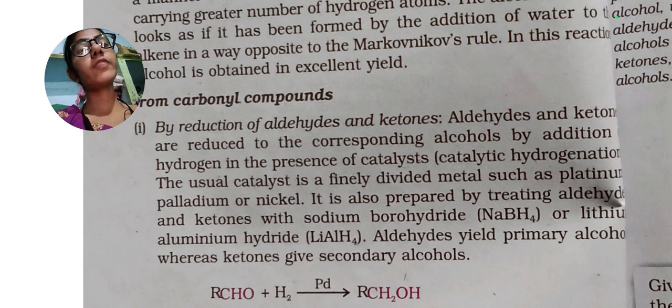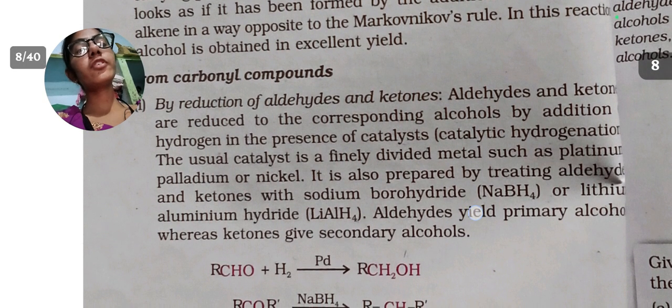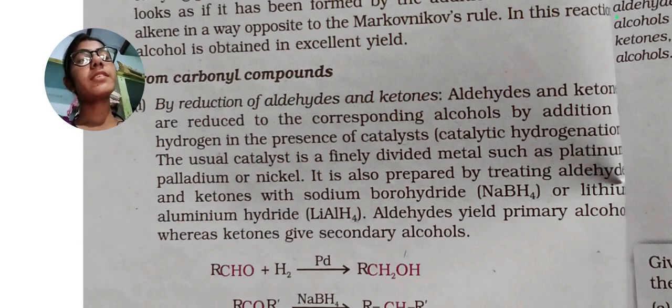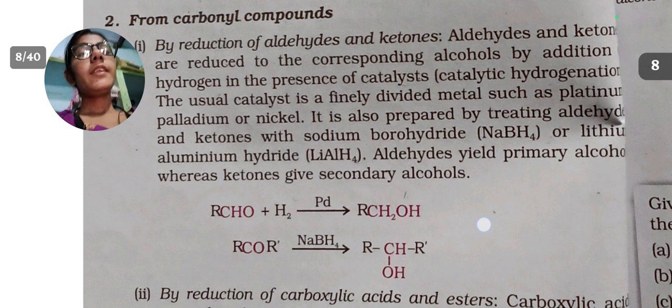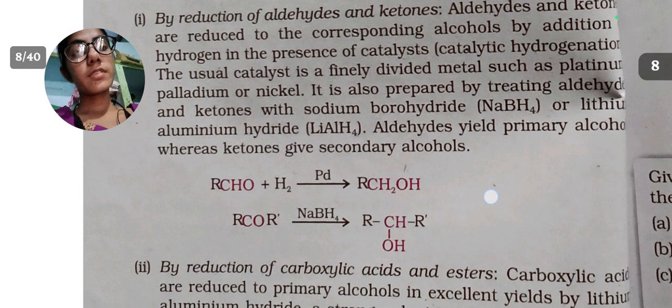Aldehydes and ketones are reduced to the corresponding alcohols by the addition of hydrogen in the presence of a catalyst. The usual catalysts are finely divided metals such as platinum, palladium, or nickel. They are also reduced by treating aldehydes and ketones with sodium borohydride, NaBH4, or lithium aluminium hydride. Aldehydes yield primary alcohols, whereas ketones give secondary alcohols.